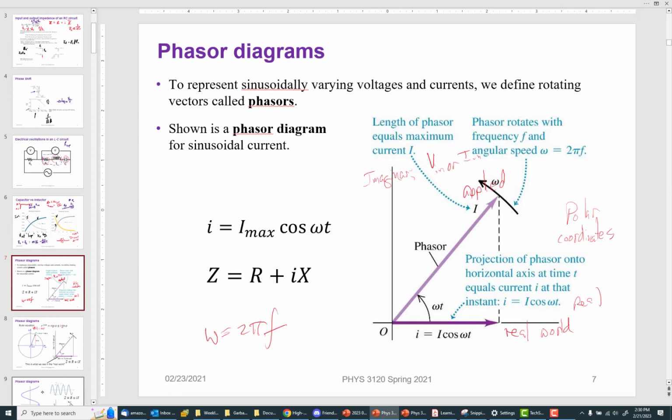Okay. So remember, now this is called a phase diagram. It's a phasor diagram. And the phasor is the applied current along the phasor, the maximum. And what we measure in the outside world is across either the resistor or the inductor or the capacitor.